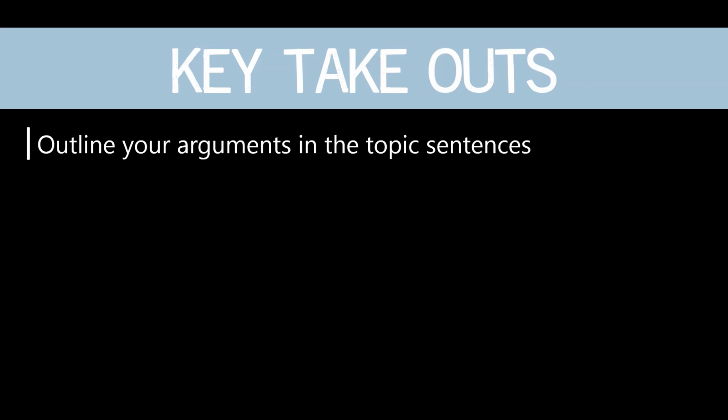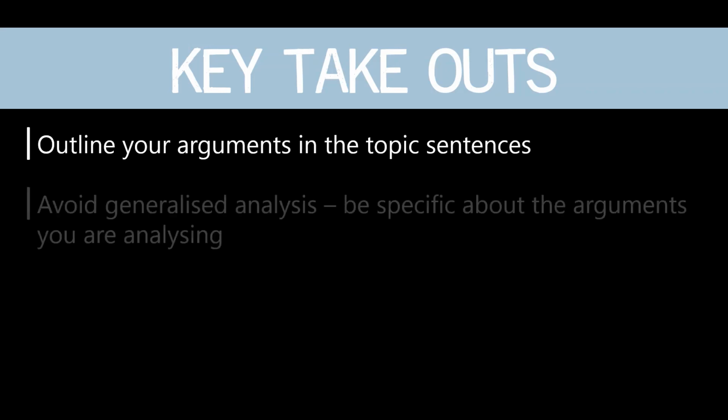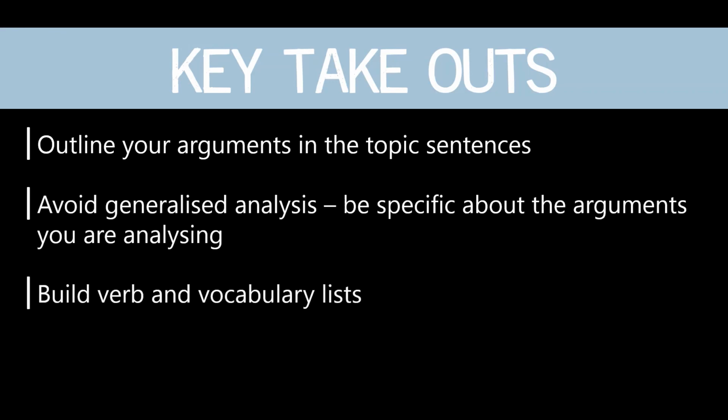As I've said previously, if you're unsure what the arguments are, try and work out what the author is saying in the beginning, the middle, and the end, and be really broad with the verbs you use, like outlines or highlights. Try and avoid generalized analysis. Remember to be specific about the articles you are analysing. That means avoiding words like the author, the audience, or phrases like persuades the readers to agree with the author. Try and build those verb and vocabulary lists, and you might want to build on the ones from the previous.